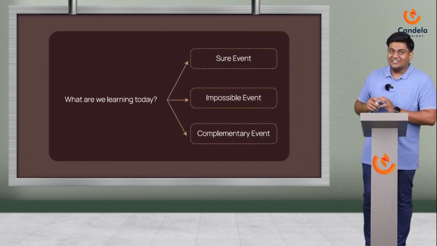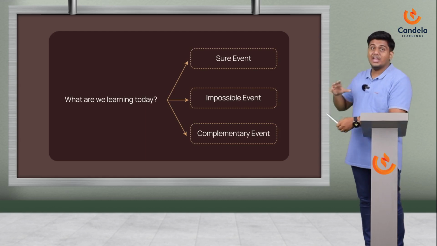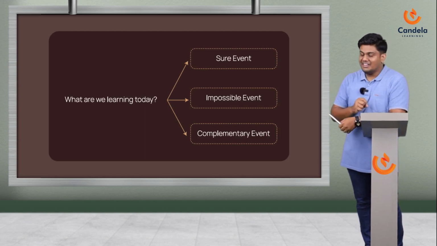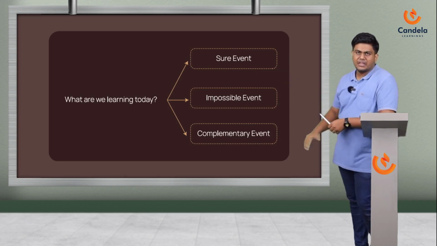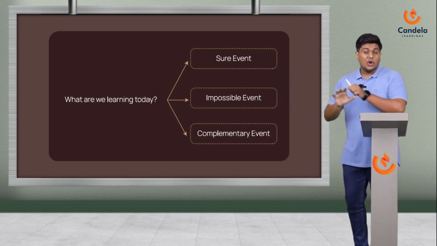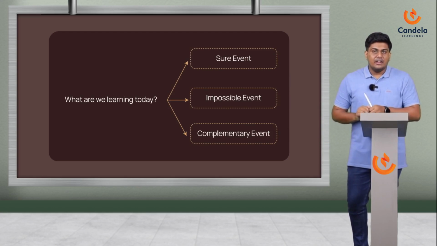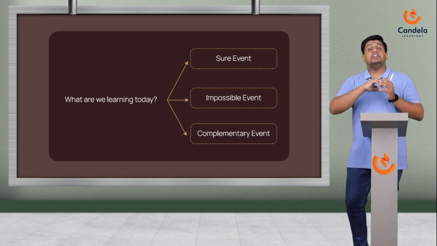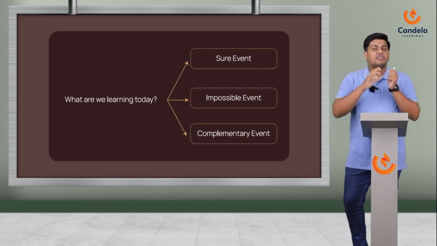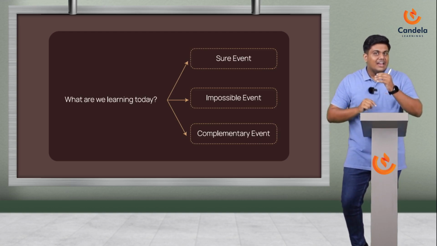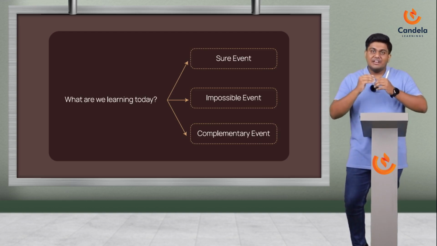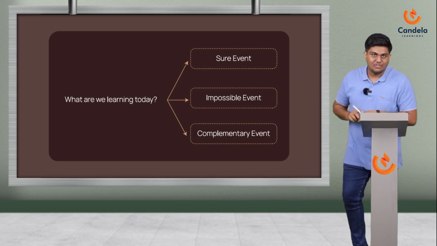With this little introduction of how you can use probability in real life, let's look at what we are learning today. We are mainly learning 3 topics today: sure event, impossible event, and complementary event. Again, I will not tell you the definition of sure event, but we will look at questions and solve each of them, and each of those questions will be an example of one of these topics.